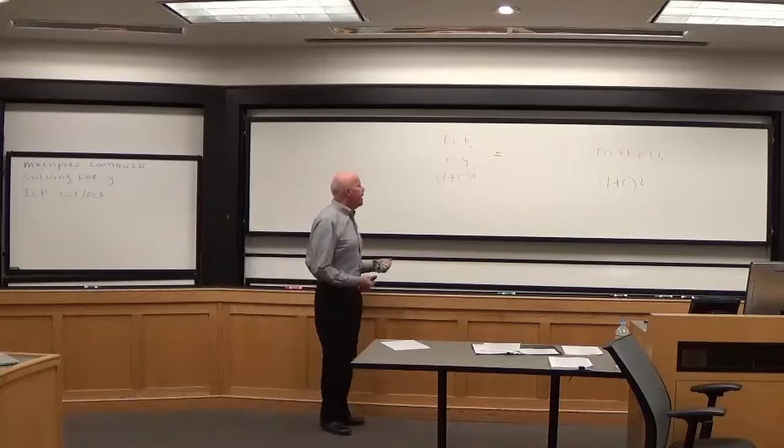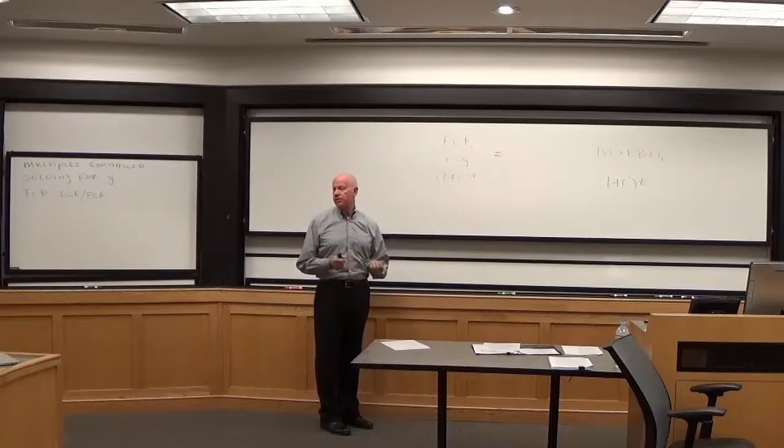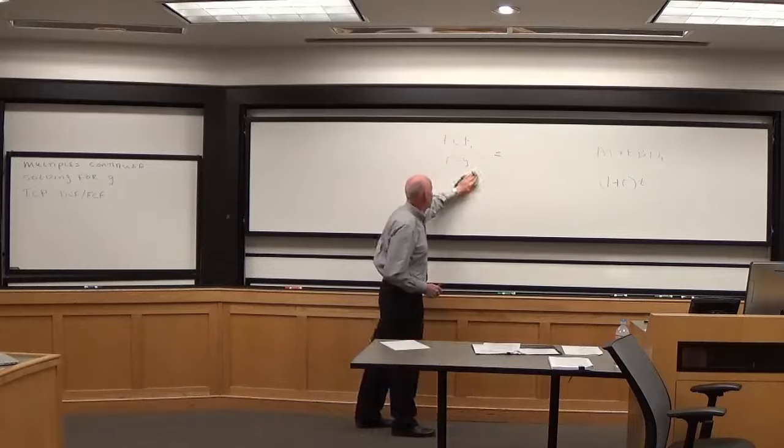Okay. Now if I multiply each side by 1 plus r to the t, I get rid of the super denominator, don't I?